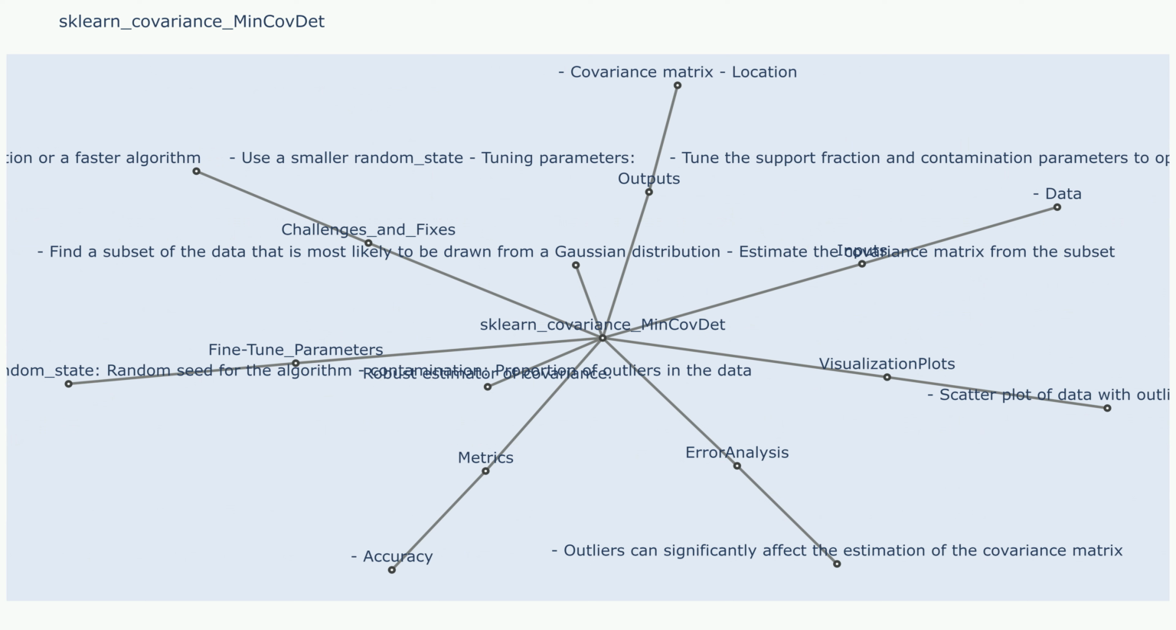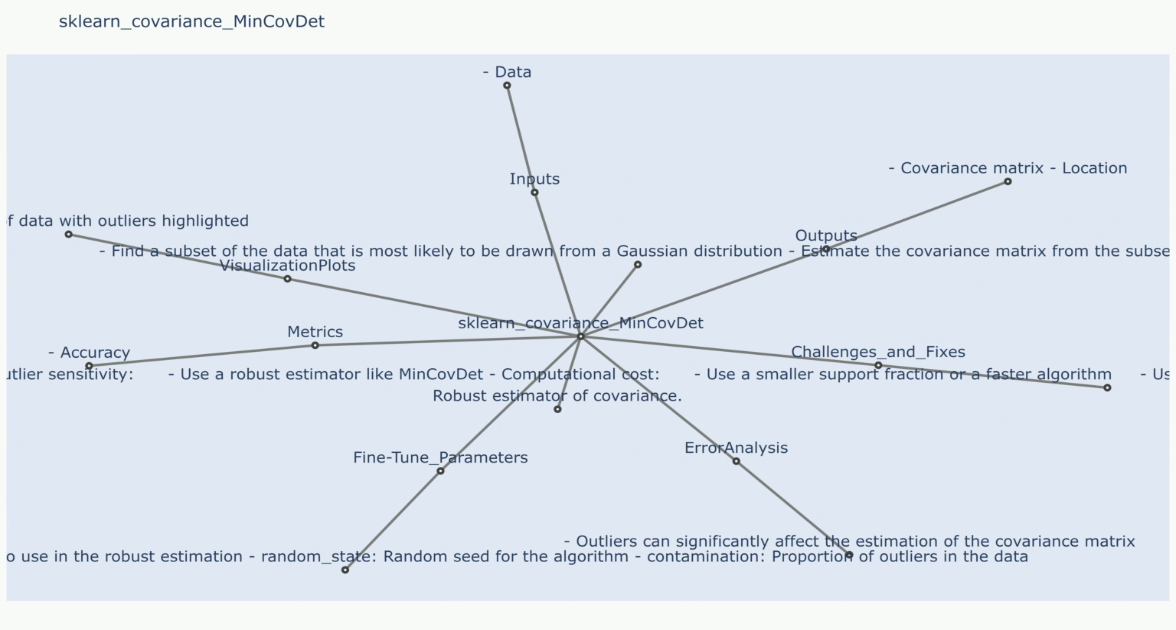Metrics. Metric 1: explain in detail. The determinant of the covariance matrix is a measure of the spread of the data. A smaller determinant indicates that the data is more tightly clustered. Metric 2: explain in detail. The breakdown point of the estimator is the proportion of outliers that the estimator can tolerate before it becomes unreliable.